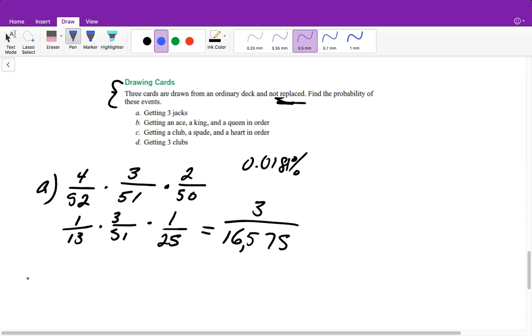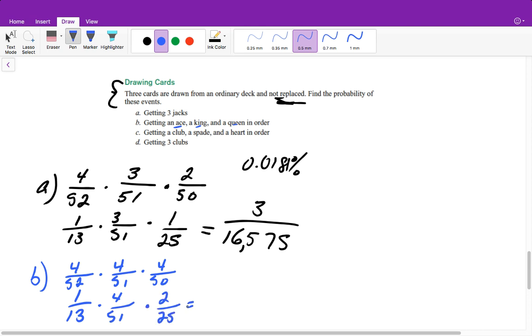All right, so the odds of getting an ace, a king, and a queen in order. Our first event would be an ace, 4 out of 52. Our second event would be a king, 4 out of 51. And our third event, a queen, would be 4 out of 50, because we're picking an ace first, then a king, then a queen, and our cards are going down because we're not replacing them. So this would be 1 out of 13 times 4 out of 51, and this reduces to 2 out of 25.